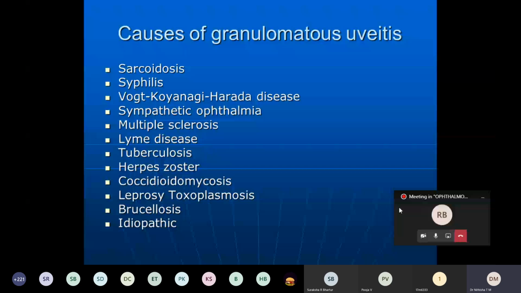We can see a posterior synechia, a segmental, annular or ring synechia, and occlusio pupillae, then occlusio pupillae leading to iris bombe.